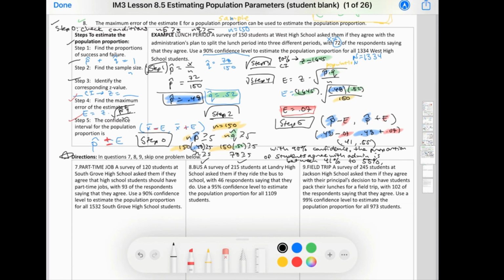Okay, directions. In questions 7, 8, and 9, skip one problem below. So go ahead and cross off one of those. And if you want to do it with me step by step, press play, or you can kind of fast forward to just check your answer, see if you're doing it correctly.